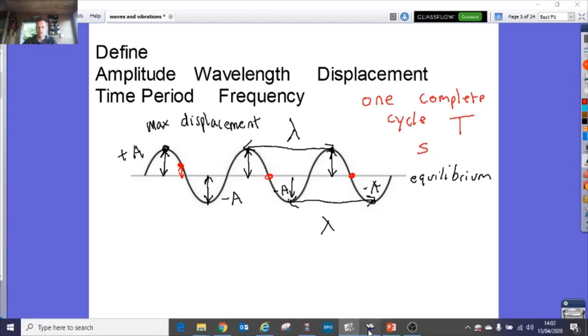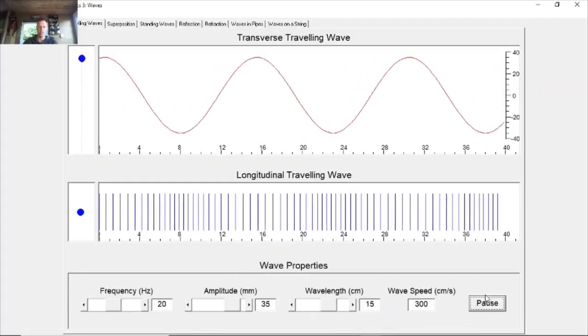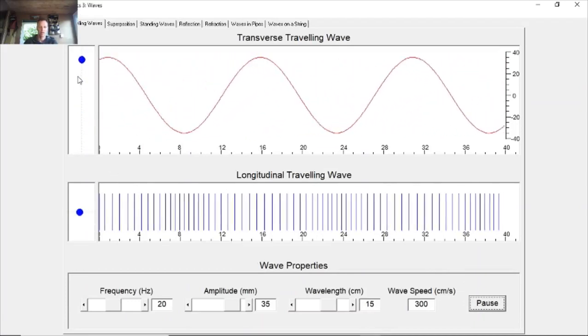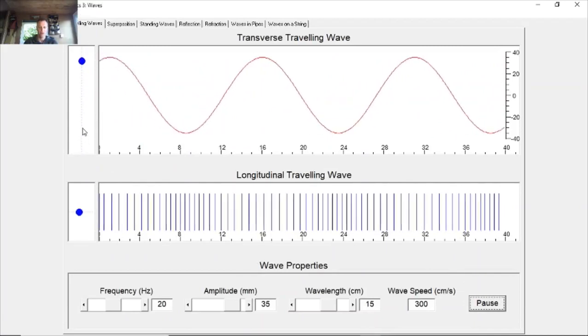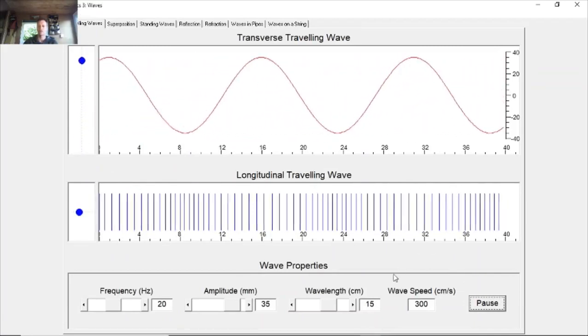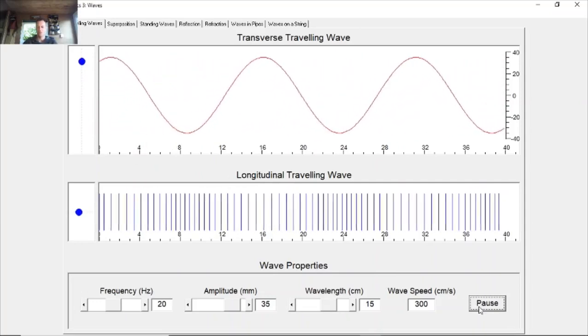Now again, to show you that one, if I start the simulation again, it's basically the time that a particle takes to go from here to the top, all the way down again, and back to here. In other words, the time for one complete cycle. But just make sure it has to go through a complete cycle.